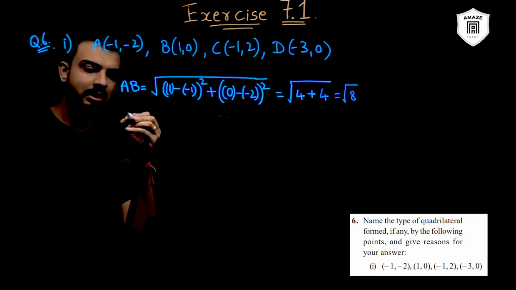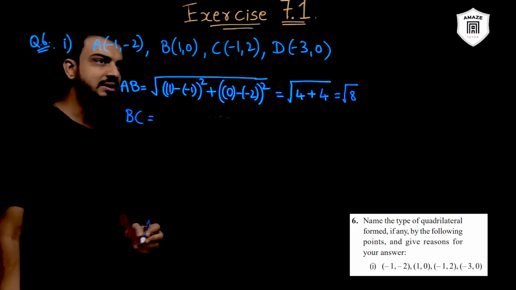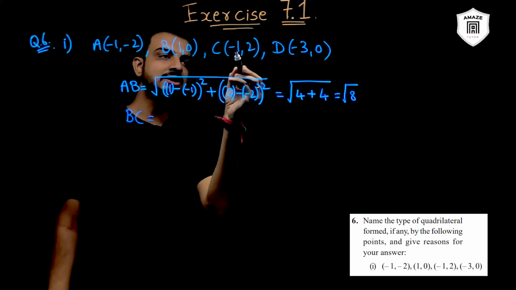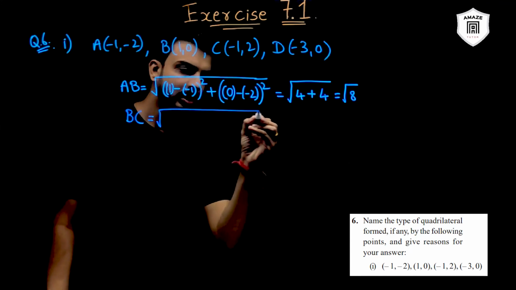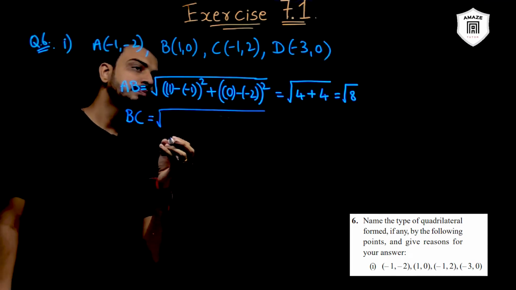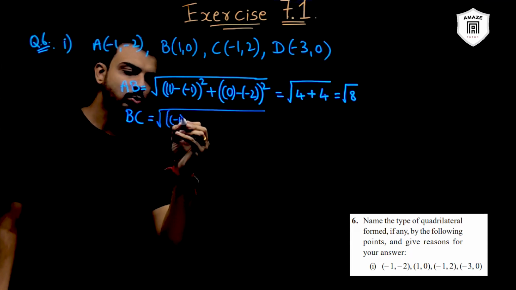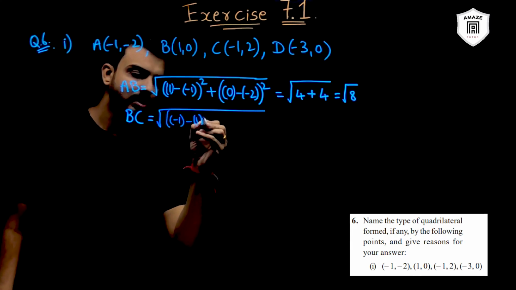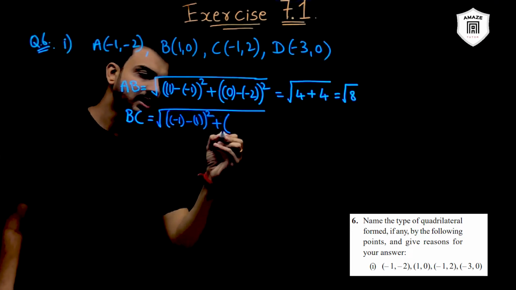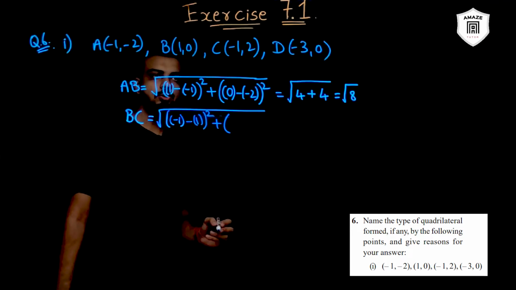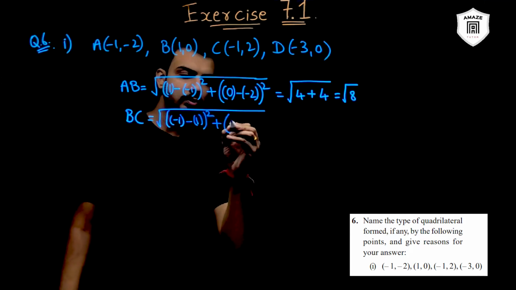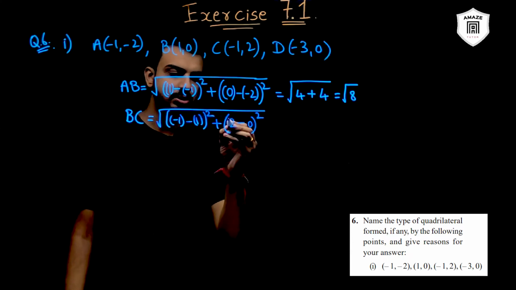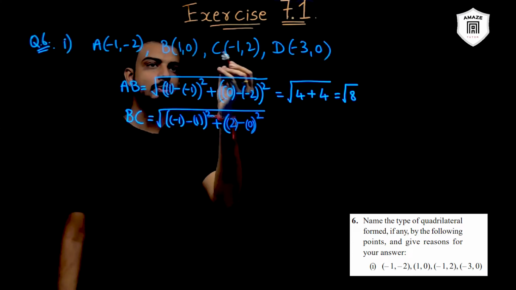Let us figure out the length of the second side, which is BC. Now in this BC, we can take B point as x1 comma y1 and C as x2 comma y2, right? Let us apply the distance formula for BC. So here it will be -1 minus x1, x1 is 1, the whole square, plus y2. What is y2? y2 is here 2 minus 0 the whole square, right? This is y2 and this is y1, y2 minus y1 the whole square.